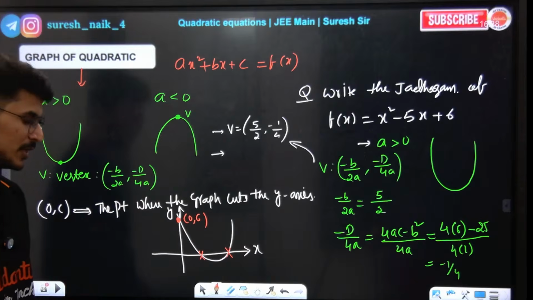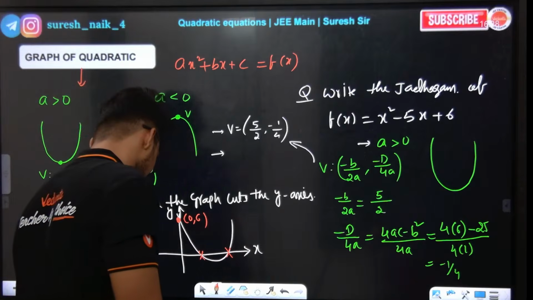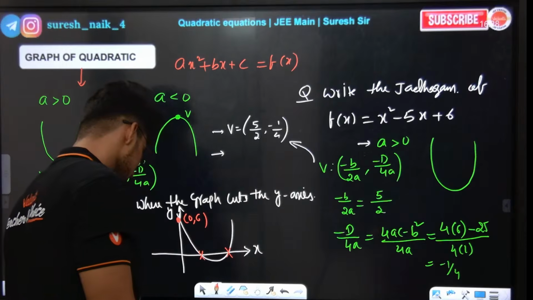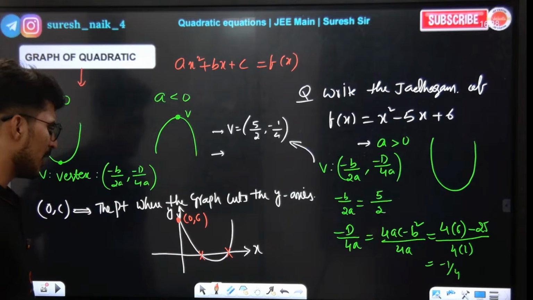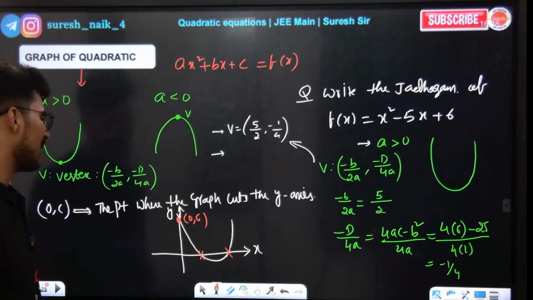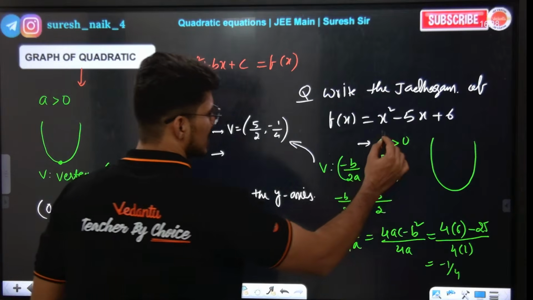Very good. So this is how we write the details of the parabola. One more important point: what is the range of this parabola?